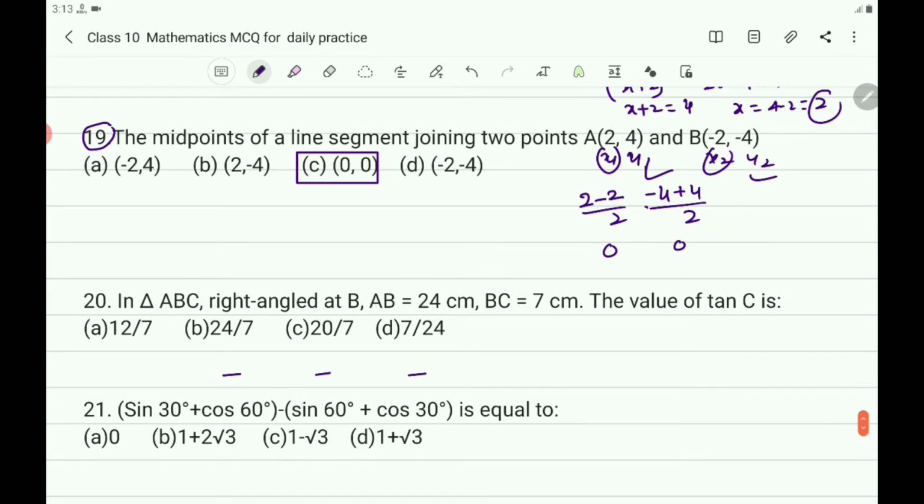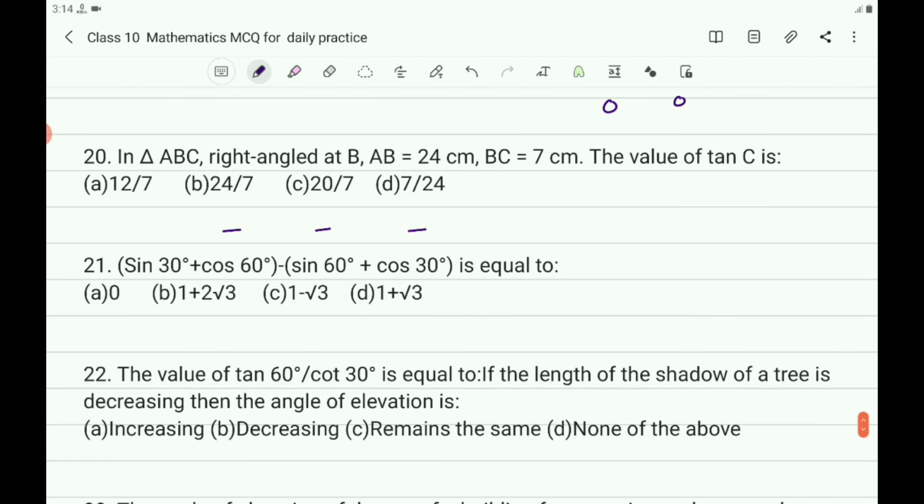No need of writing all in detail. So you calculate it orally and get the correct answer. You know the formula to find the midpoint of the line joining the two points. That is (x1 plus x2) by 2, (y1 plus y2) by 2, or (y2 plus y1) by 2. That you will get 0 by 2, 0 by 2, that is 0 only.